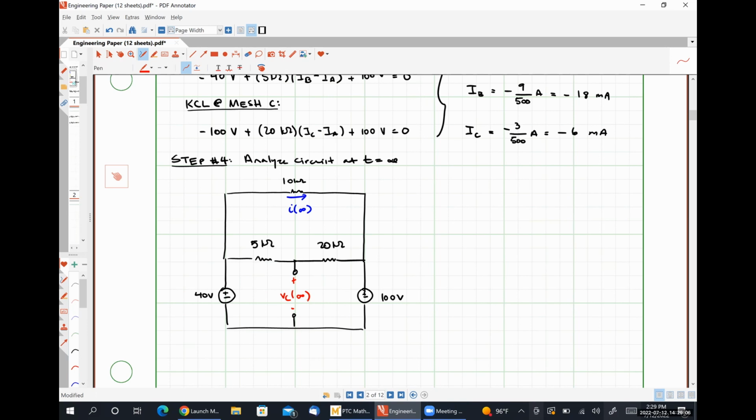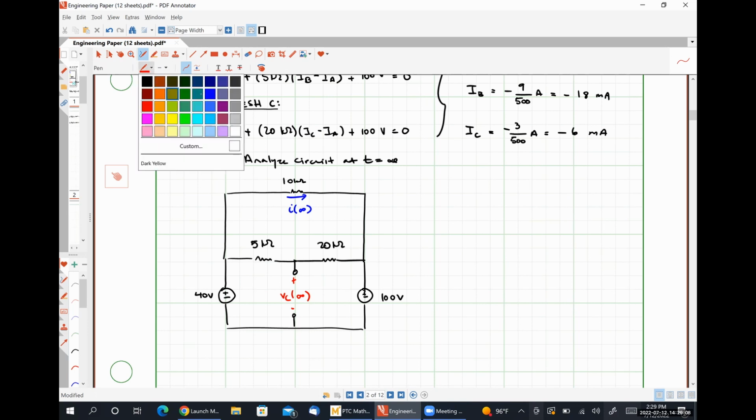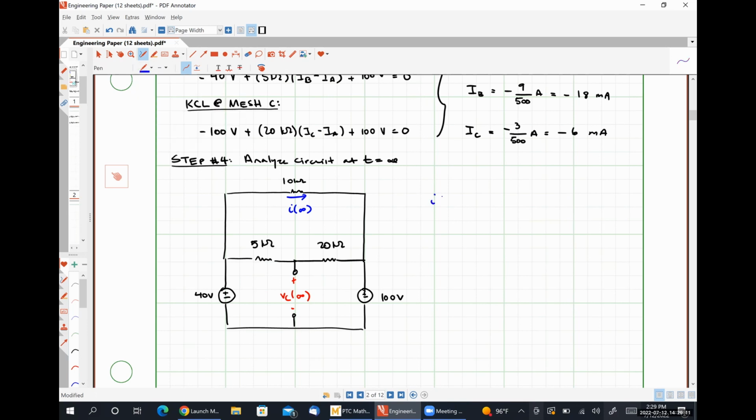Absolutely. So effectively, based on our prior results, we know right off the bat that I at infinity is going to be negative 6 milliamps, because if we performed KVL around the perimeter like we just did in analyzing our circuit at t is equal to 0 plus, we have the exact same loop. So that didn't change at all. So 100%, that is a very reasonable thing to do. How might we go about solving for our voltage VC at infinity?